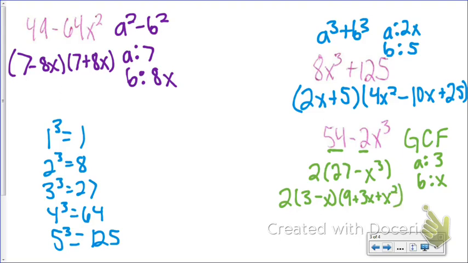Okay, so the big thing on that one is to remember you always, always, always take the greatest common factor out first. When you first look at that, you can't tell that it's a difference of cubes until you take out that greatest common factor.